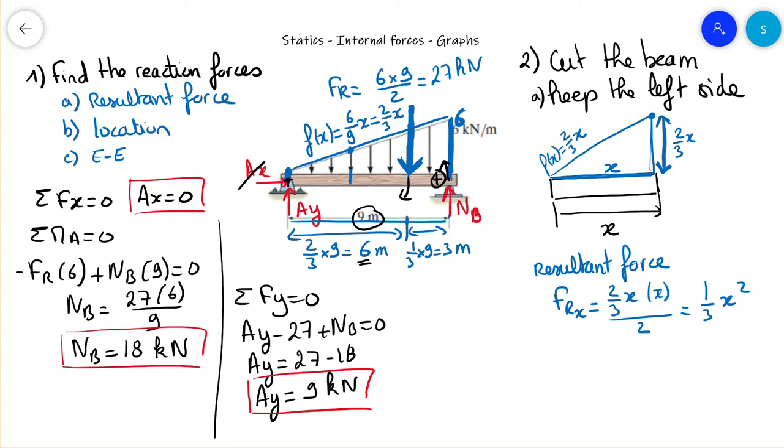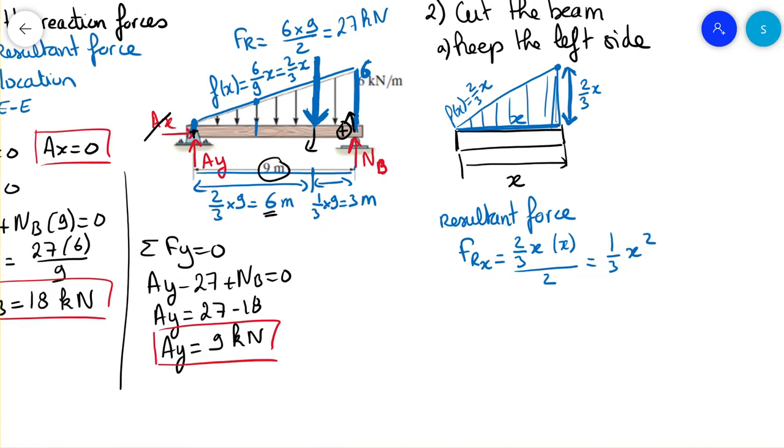So we can replace, that was the beam. Okay, so we can replace the distributed load like this. We can replace the distributed load by one resultant force, Frx, that is equal to 1/3 of x squared, and the location is 2/3 of x, like this. Okay.